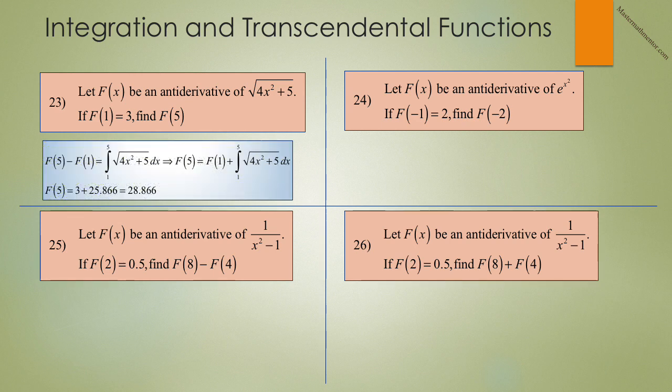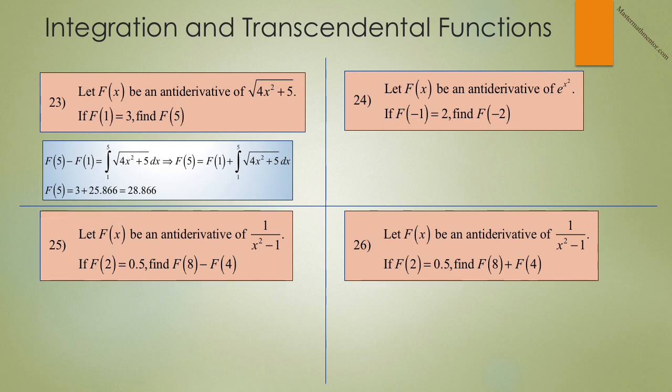Problem 23 reads, let capital F of x be an antiderivative of the square root of 4x squared plus 5. If capital F of 1 equals 3, find capital F of 5. We use the fact that capital F of 5 minus capital F of 1 equals the integral from 1 to 5 of the square root of 4x squared plus 5 dx.